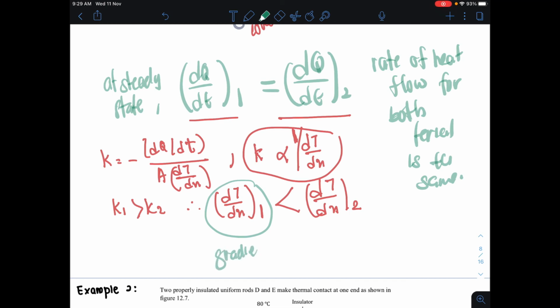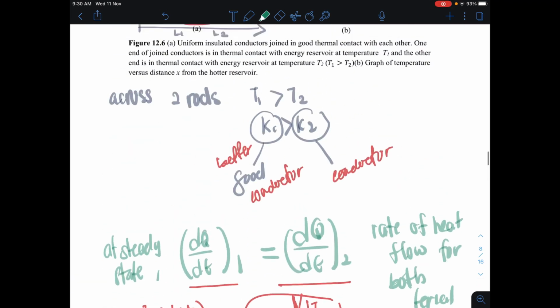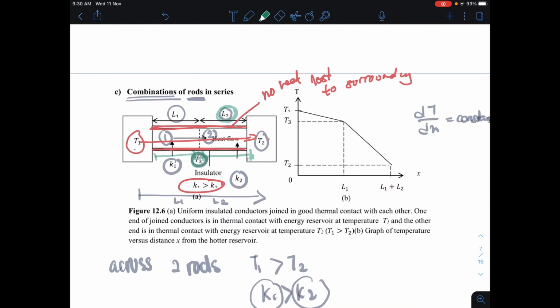So as they are inversely proportional, my dT over dx of the first material is going to become smaller. So gradient untuk material pertama smaller compared to gradient of material kedua saya.